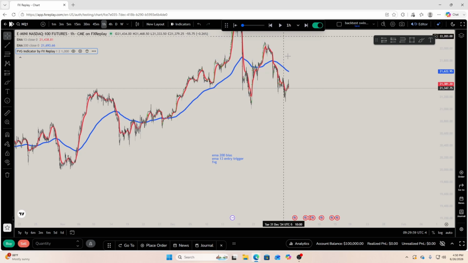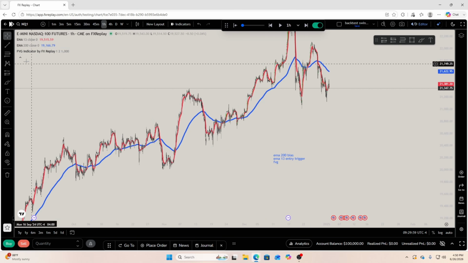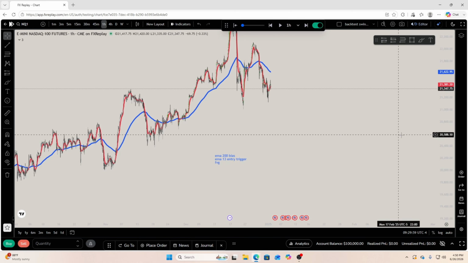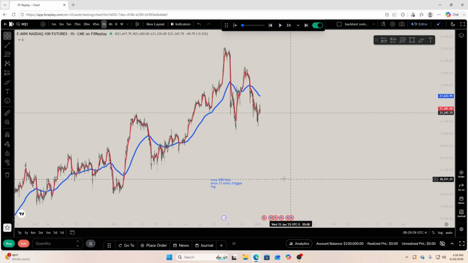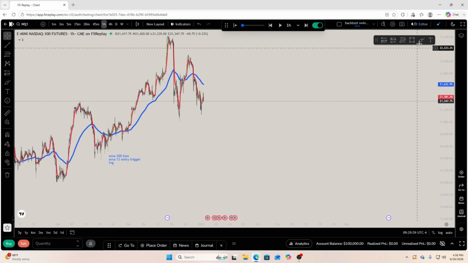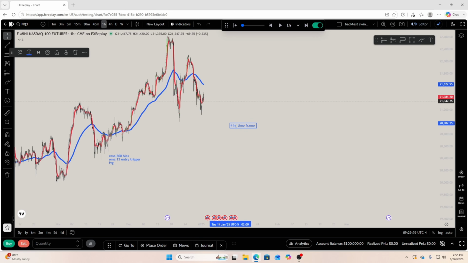All right, so now that we have our 3 things, we're gonna get right into it. First step, higher time frame. We go to a 4-hour time frame. Step 1, find our bias. Step 2, scale down to the 5 or the 3 minute time frame.